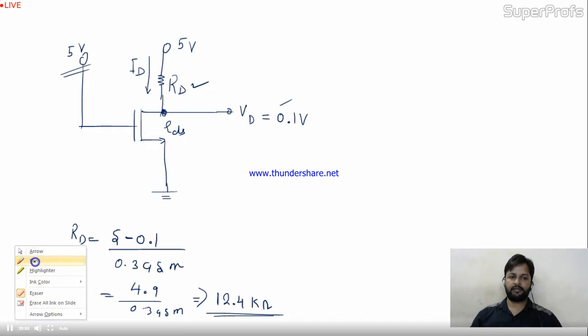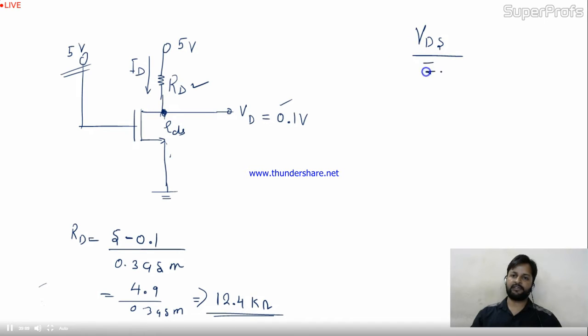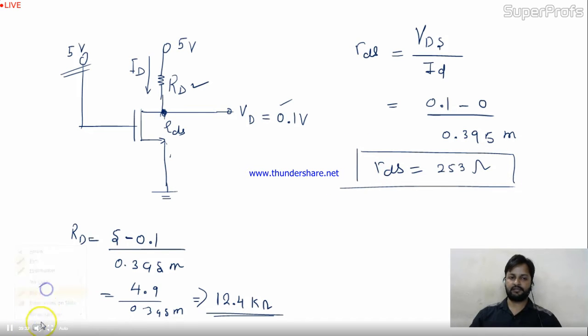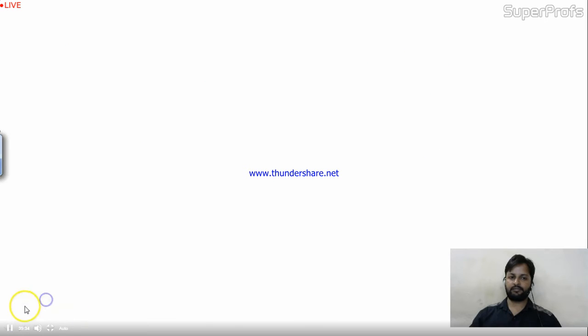Let me take pen. The voltage difference is VDS and current into the circuit ID, the ratio is nothing but RDS. Is it okay? The voltage difference is 0.1 minus 0 divided by current, which is 0.395 milliampere. So RDS, if you calculate, is 253 ohm. This is your answer. Is it okay, friends? Let's take another problem.